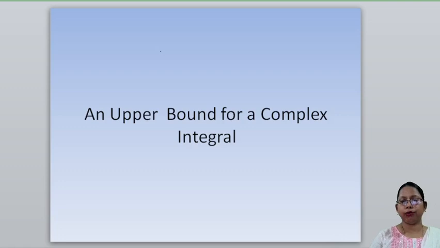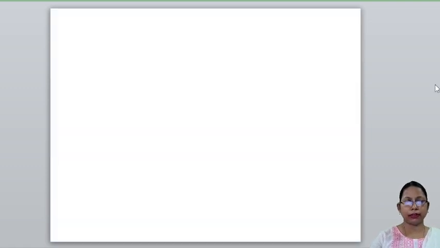Today we are going to discuss an upper bound for a complex integral. First is the statement of the theorem.